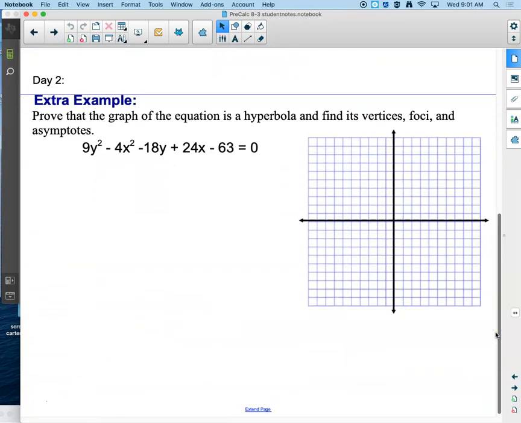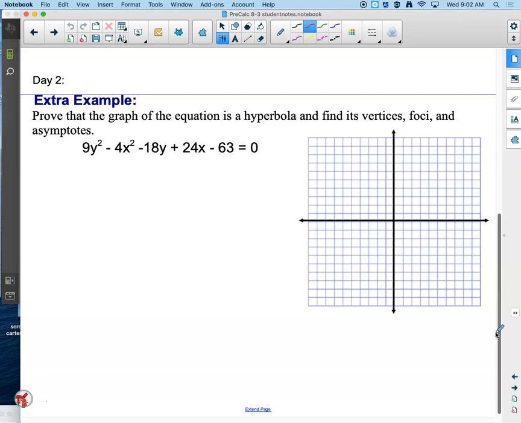Down here we have this extra example. And this extra example is taking the standard form equation and putting it into the general form that has our h's and k's and a's and b's in it. And on a test or a quiz, they wouldn't tell us it's a hyperbola. We'd have to figure that out.